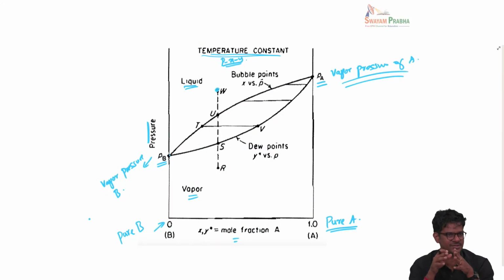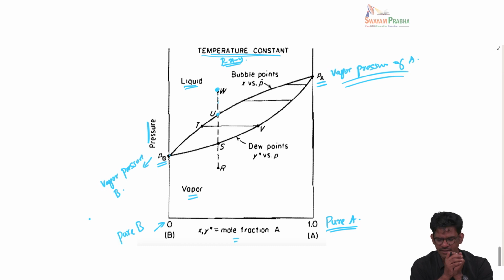This again follows from thermodynamics. So let's say you start with the point W, which corresponds to a binary liquid mixture, pure liquid, no vapor here. What you do is decrease the pressure, you depressurize the system, keeping the temperature constant. So it's an isothermal operation. Keeping temperature constant, you can slowly decrease the pressure. When you decrease the pressure, you come to point U.